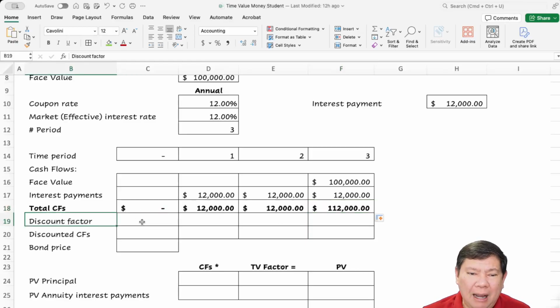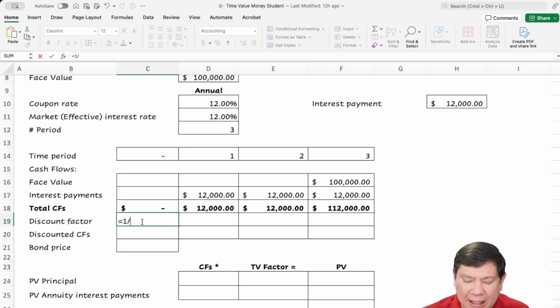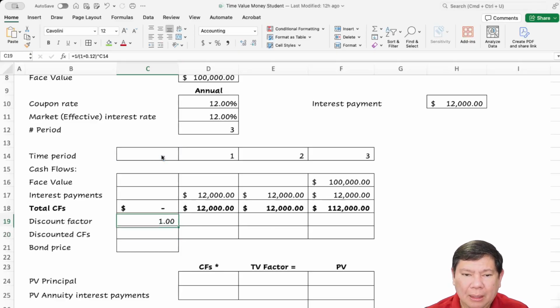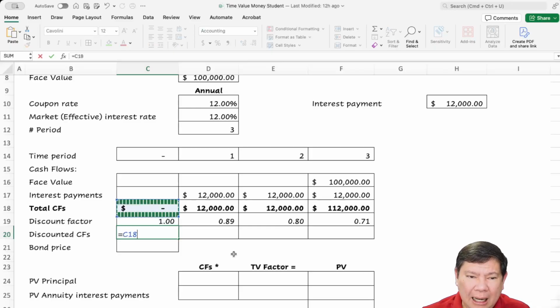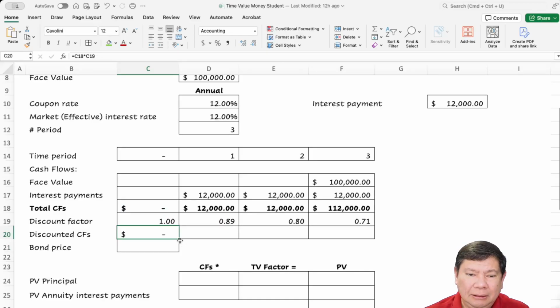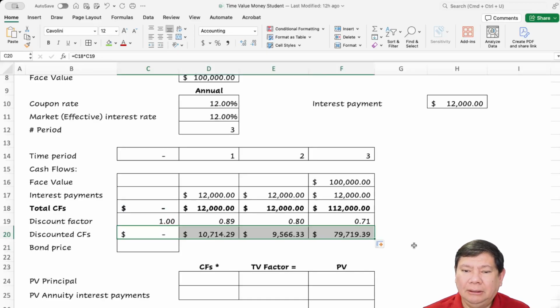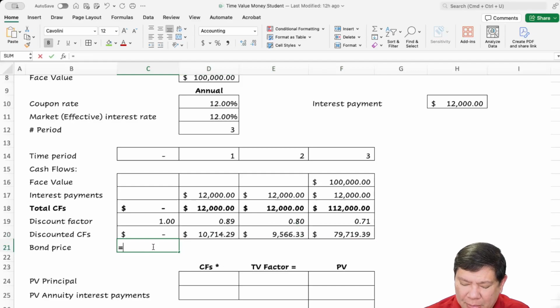The discount factor equals 1 divided by 1 plus 12% to the power of t. Okay, there is no discounting at present time. And then you multiply the cash flows by the discount factor. And then the bond price will be the sum.